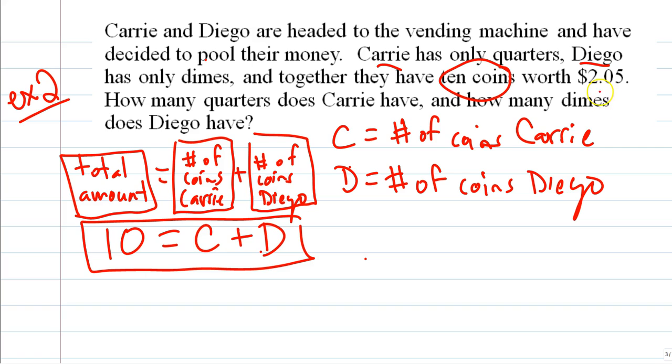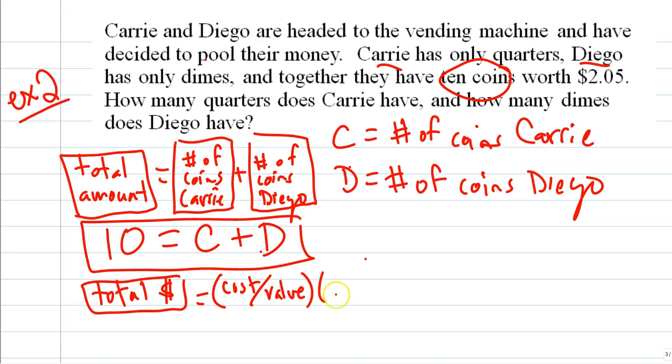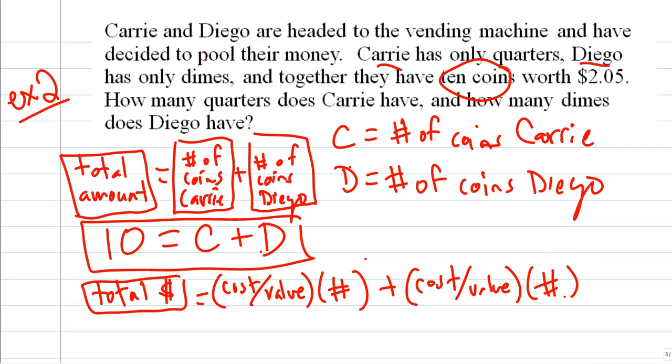The second one is this dollar amount, $2.05. That's not a total amount. That's like our total. A lot of times it'll be like a total cost or total money. Okay? And what that's going to be is the number of coins that Carrie has times its cost or value. So it'll be the cost or value times the number plus the cost or value of the second one times its number plus, and we could keep going on this, but this is what we have.